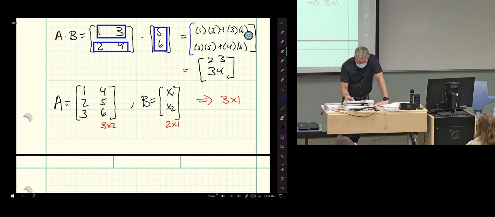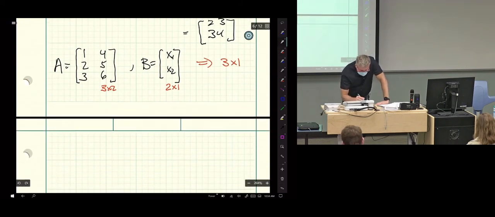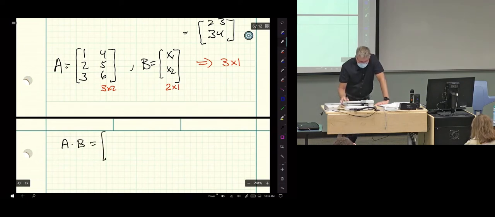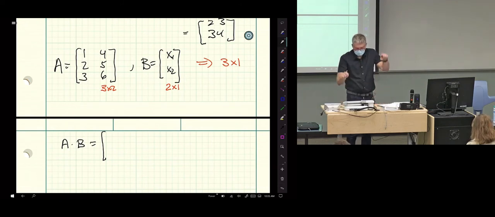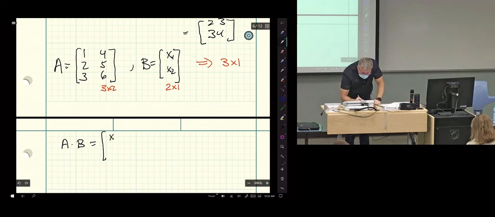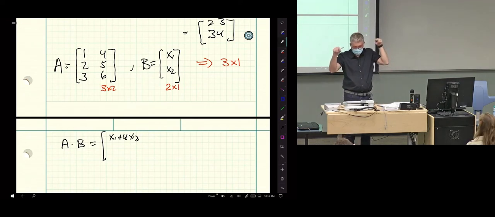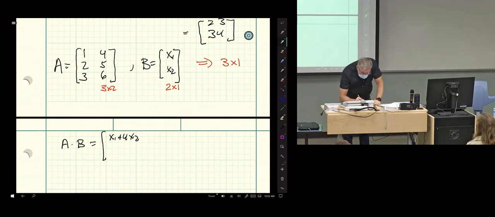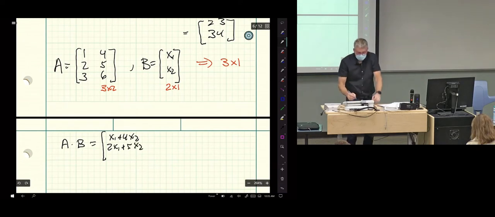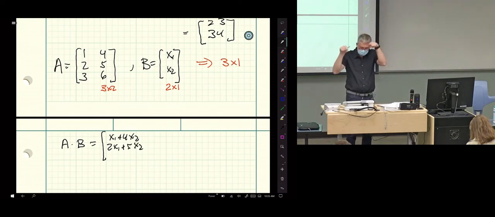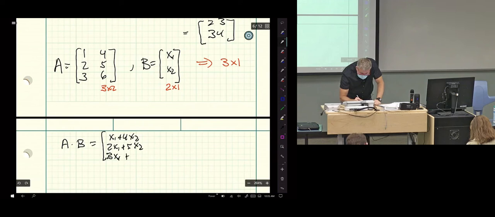Well, what is A dot B equal to then? If we do the human way, we just go 1 times the x1 plus 4 times the x2. Okay, so x1 plus 4x2. Human way, we go 2 times the x1 plus 5 times the x2. 2x1 plus 5x2. Human way, we just go 3 times the x1 plus 6 times the x2. 3x1 plus 6x2.